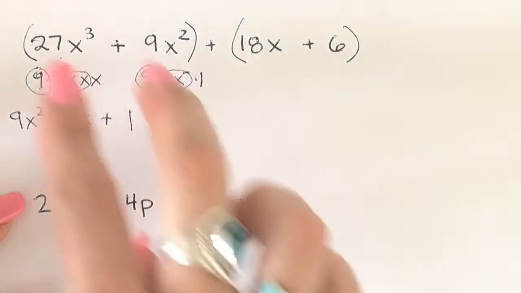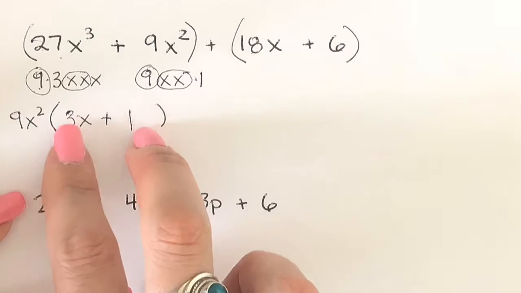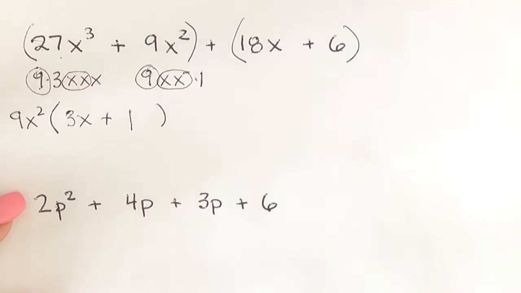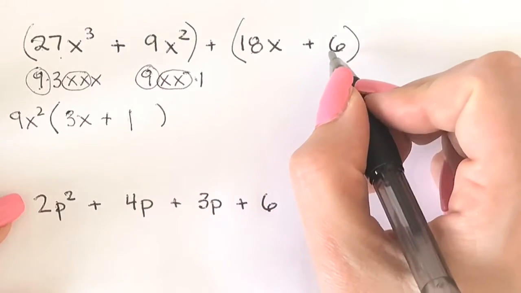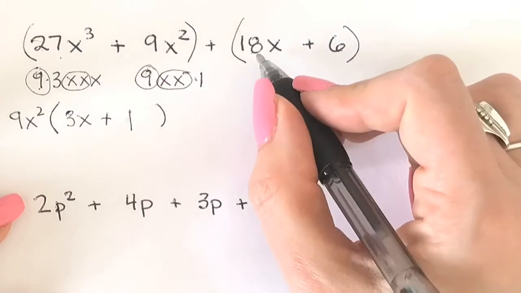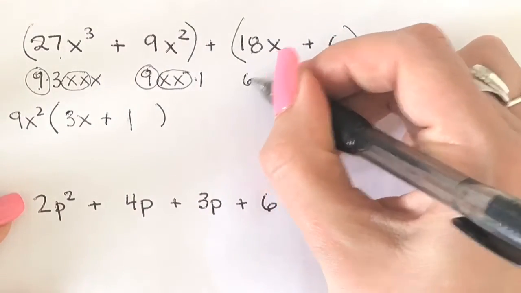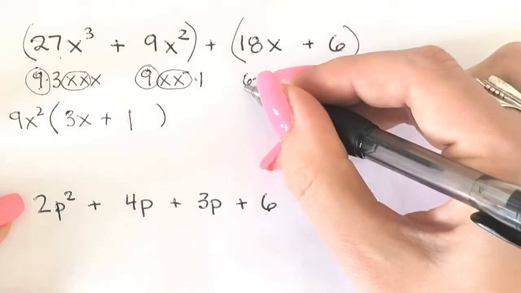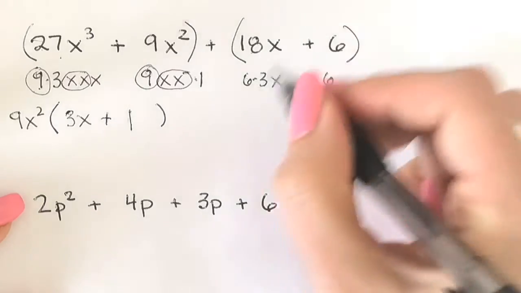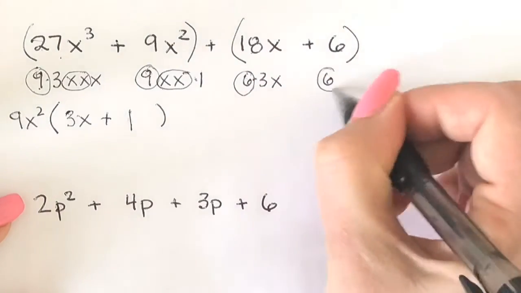So just remember, if I start with 2 terms, I need to have 2 terms inside the parentheses here as well. So we did the first group. Now let's look at the second group. We're just going to repeat the process. For 18, that's the same as 6 times 3 times x. And then because we already have a 6 here, we're just going to leave this as a 6. So our common factor is a 6.